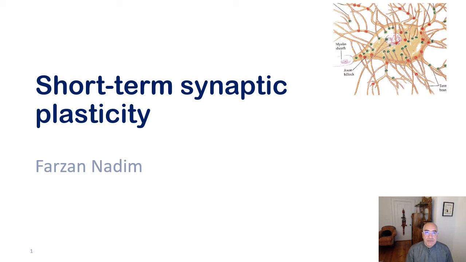Hi everybody, this is a very brief lecture on short-term synaptic plasticity. Short-term synaptic plasticity is one of the two major forms of synaptic plasticity, which describes how synaptic strength between two neurons, or a neuron and any other target cell like a muscle cell, can change in time, okay?